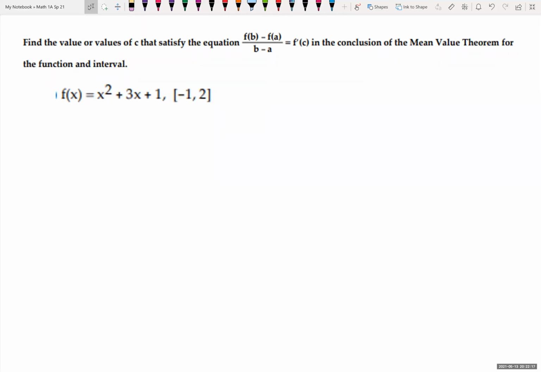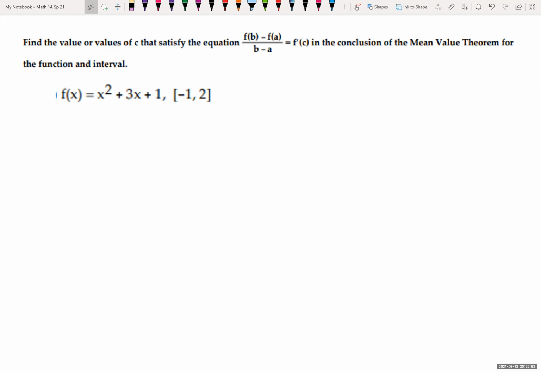So find the value or values of c that satisfy the equation f of b minus f of a all over b minus a, which is equal to the derivative evaluated at c, in the conclusion of the mean value theorem for the function on the interval. So basically what the mean value theorem is saying is there has to be at least one value c in between our interval, in our case -1 and 2, such that it has the same slope as the average rate of change between those endpoints on our interval.